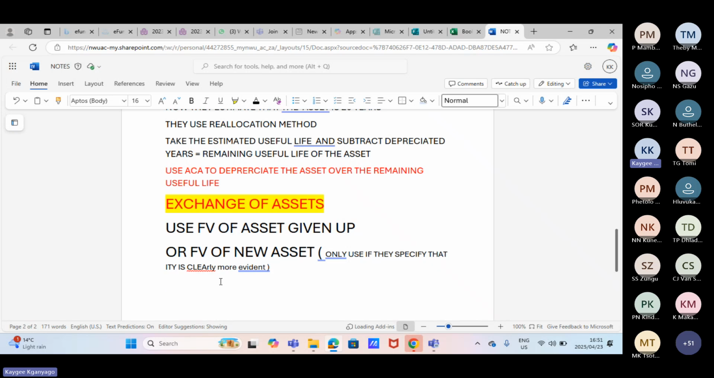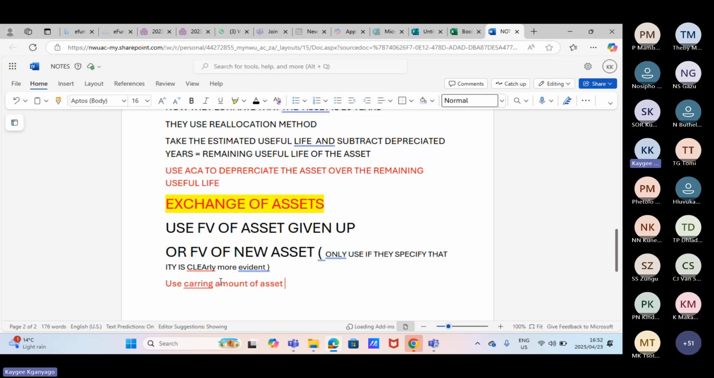There is another condition. The other condition says you can also use carrying amount. At the fair value of the new asset, we said it's if it's more clearly evident. Is it then the same as the fair value of the given up asset is not available? Okay, I'm going to get to that portion. Remember, the fair value of the asset given up may also not be given, but they give you the fair value of the new asset, ne? But they don't specify it is clearly more evident, which means you must check the other option, which is the carrying amount, ne?